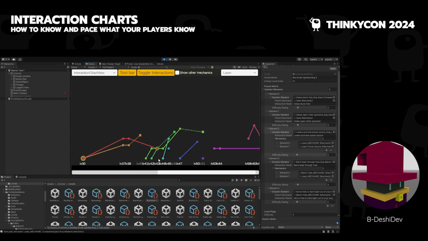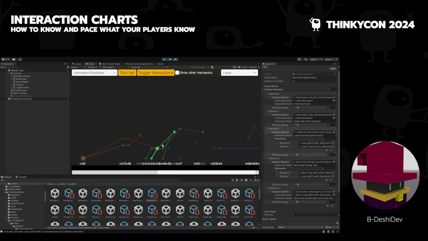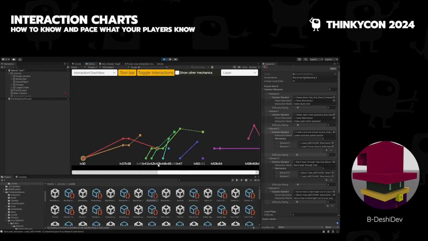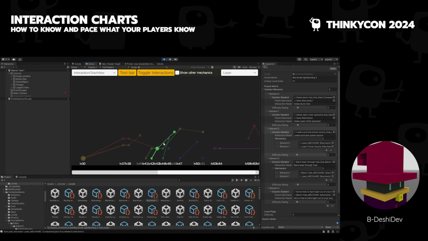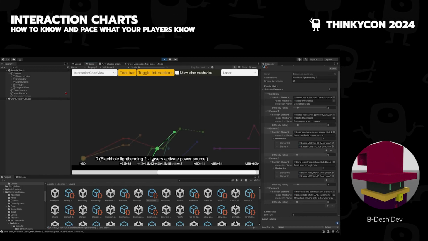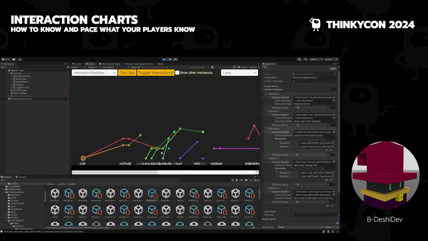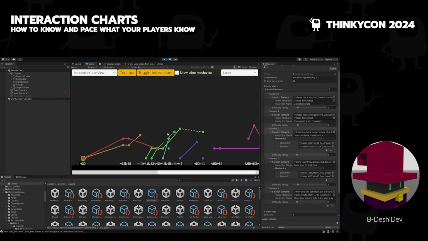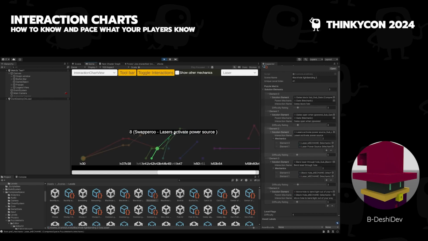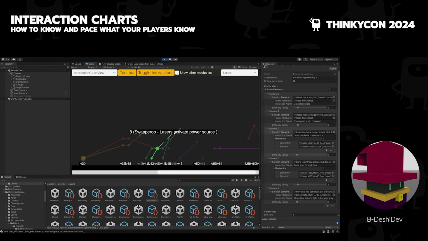And what's interesting is that there's another interaction, lasers activate power source, that is utilized in level 43, and you can see that this interaction follows a different path. It is introduced at 0 difficulty in black hole light emitting 2, and then used alongside the laser can fold interaction in the backflip laser level, and then continues to be used and reaches the peak of difficulty 8 in the swapperoo level.